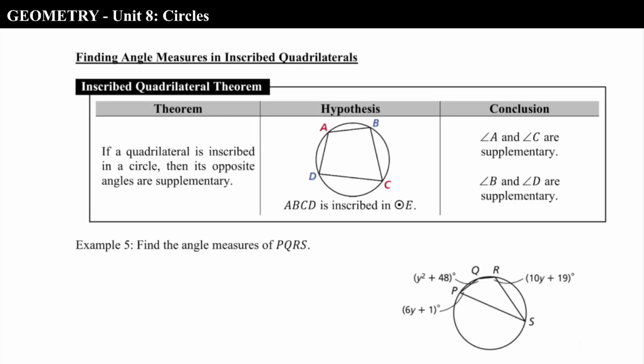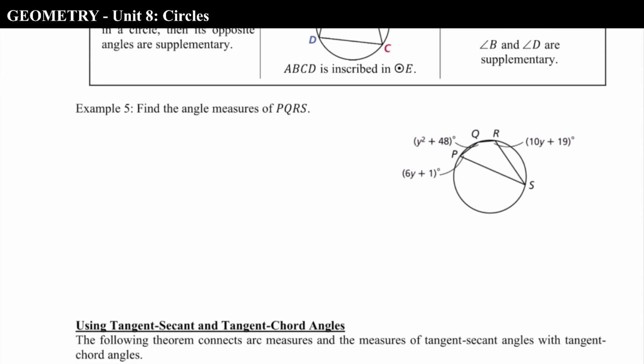Finding the angle measure in an inscribed quadrilateral. If a quadrilateral is inscribed in a circle, then its opposite angles are supplementary. So if we have a quadrilateral inscribed in this circle, A and C are going to be supplementary. B and D are going to be supplementary. So let's use that to do example 5.